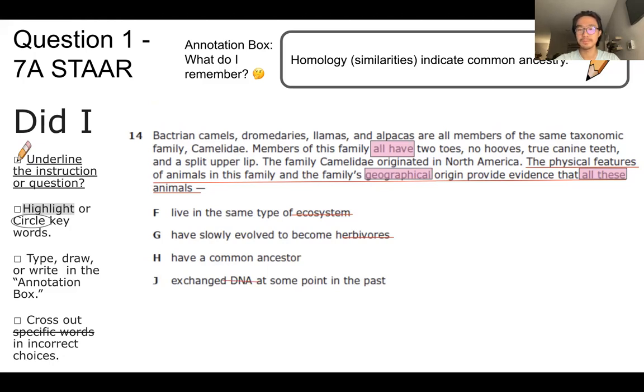We also know that these are kind of different, right? A camel is different from a llama. And just because they live in a similar area doesn't mean that they could have exchanged DNA, that they could have mated or reproduced. That's not necessarily something we can infer. But the fact that they all have these similar bones, 2 toes, no hooves, true canine teeth, that is indication of anatomical homology, which indicates common ancestry.